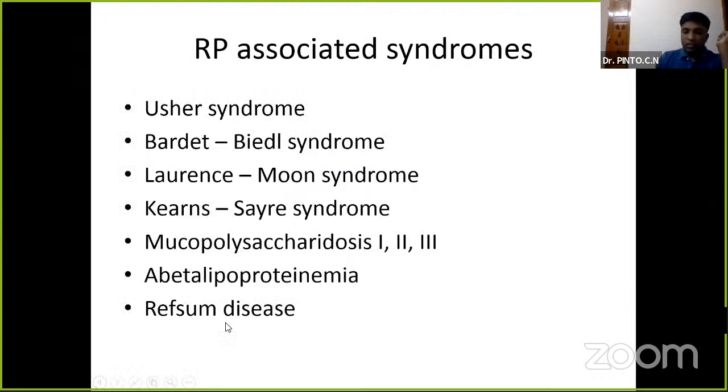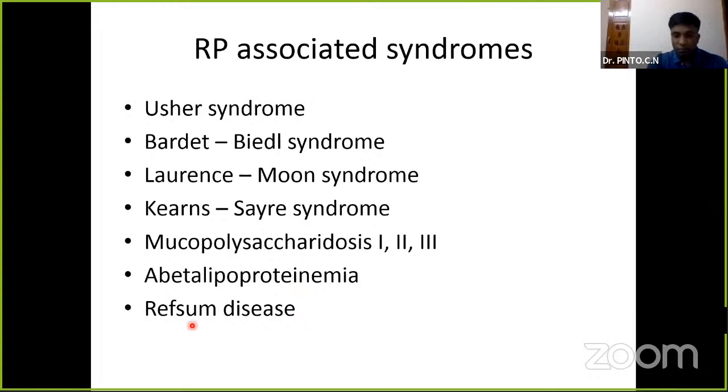Okay. What are the other retinitis pigmentosa associated syndromes? What are the syndromes we have? Okay, so we have Usher syndrome, Bardet Biedl syndrome, or Lawrence Moon Biedl syndrome. Both are same. Then you have Kearns-Sayre syndrome, mucopolysaccharidosis, which are basically the storage disorders, especially types 1, 2, 3 are the main important types which are associated with retinitis pigmentosa. Then you have abetalipoproteinemia and Refsum disease.